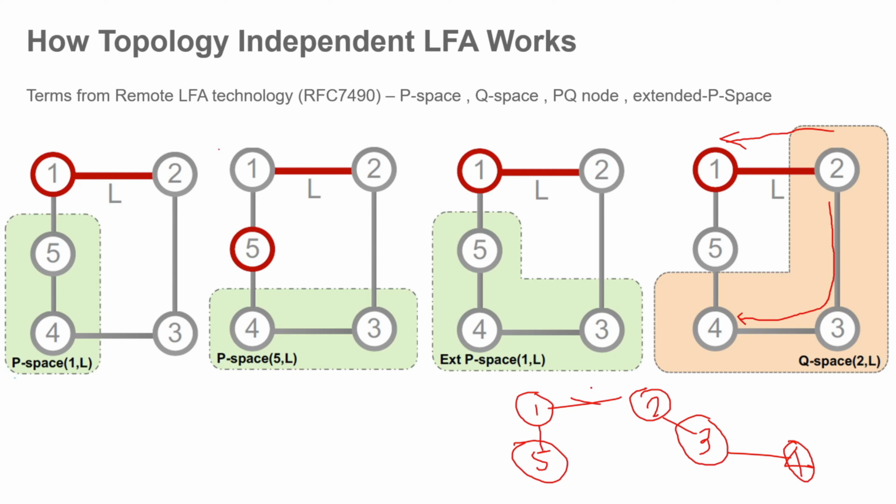So if you remove this particular link which is protected, a router can reach till R4. So this has become the Q space for router 2.